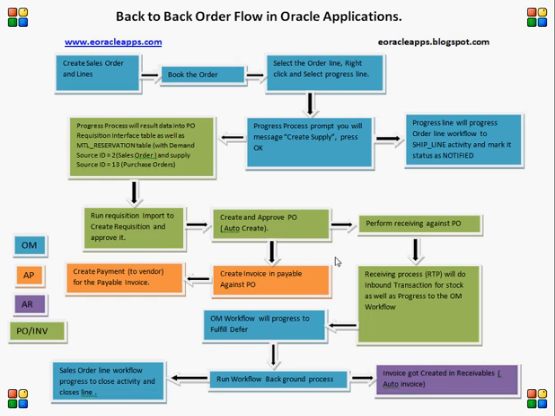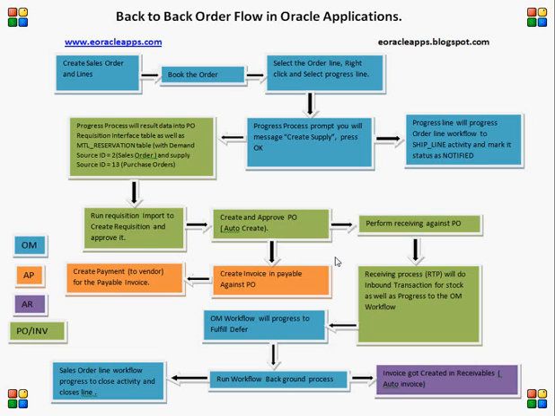So as shown in the diagram on my screen, we have a multicolor presentation. The blue color talks about the components in Oracle Order Management. Orange color talks about the components in Oracle Payable. The purple is for Oracle Receivable, and the green is for the PO and inventory.